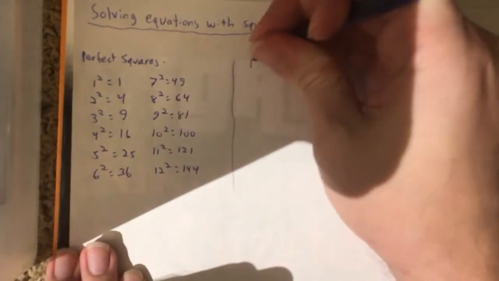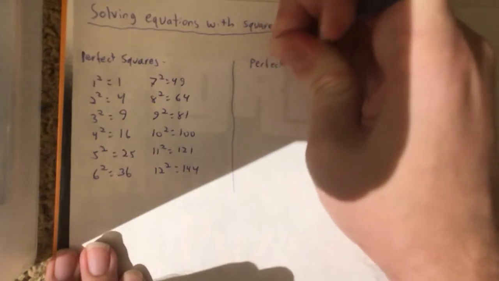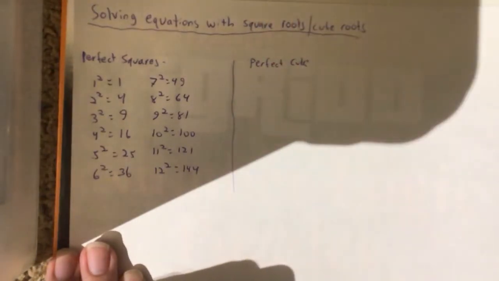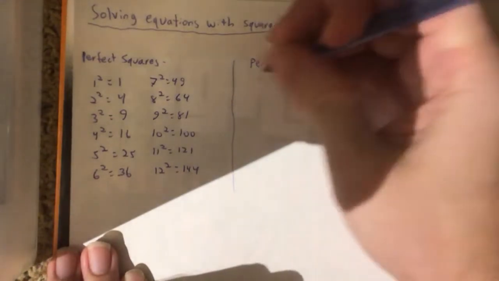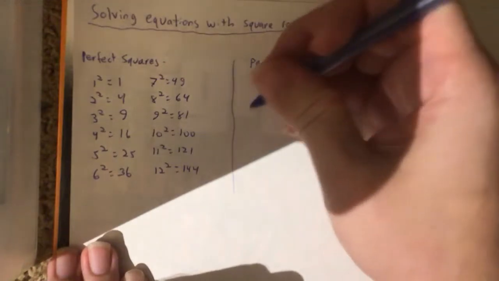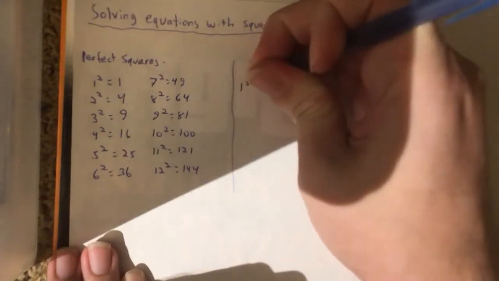Our other ones are perfect cubes. Like a perfect square, a perfect cube is a number whose cube root is an integer. So instead of multiplying it by itself once, you multiply it by itself twice. So for example, 2 times 2 times 2 equals 8. So 8 is a perfect cube. Let's list them up to 10.